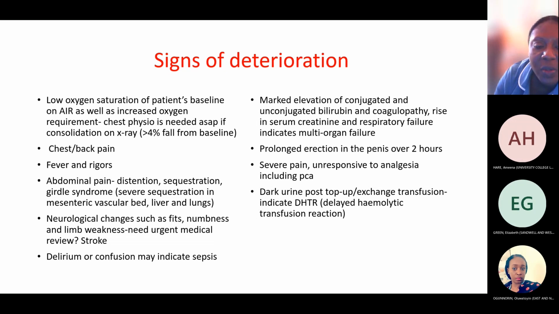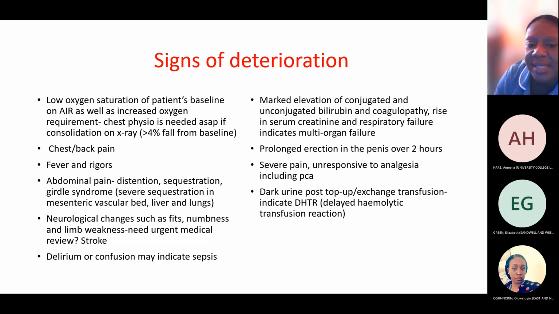And these are the bloods that we do for our patients mostly. If the doctor sees that they're having a marked elevation of bilirubin, a rise in serum creatinine, and respiratory failure, these all indicate multi-organ failure. So the blood also gives us signs that the patient is deteriorating. A prolonged erection in the penis, which lasts over 2 hours, and some other trusts say over 1 hour, is a medical emergency. But this mostly happens in men or young boys.